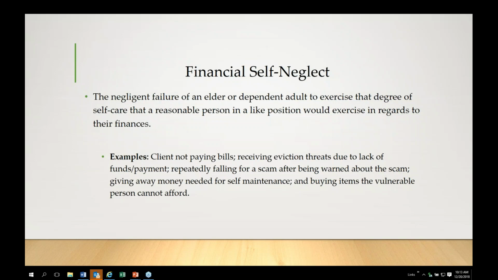So we are putting in there, in the example, you'll see repeatedly falling for a scam after being warned that it was a scam. That one might be a little different. That's financial abuse by another, of course, but it also ends up being in self-neglect.